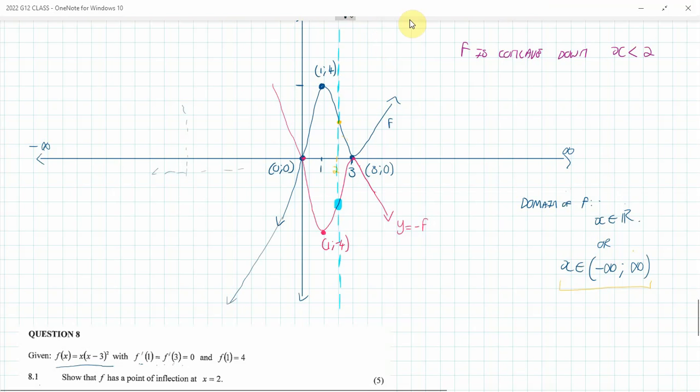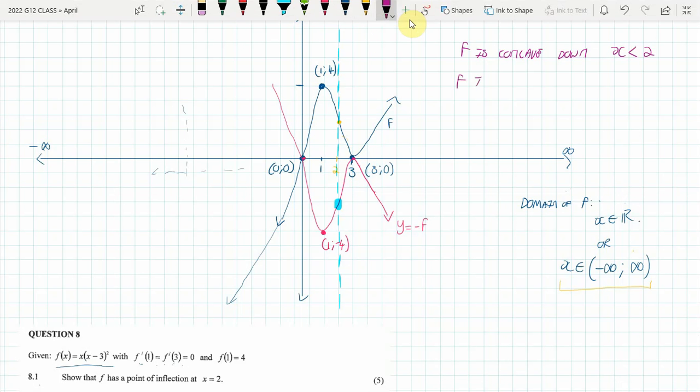Now, f is concave up where? My where is not so good, but f is concave up where x is above the point of inflection, or beyond the point of inflection. Whenever x is greater than 2, then f is concave up.